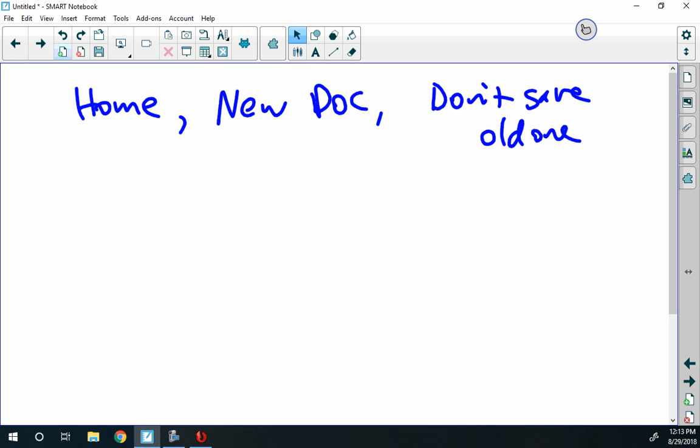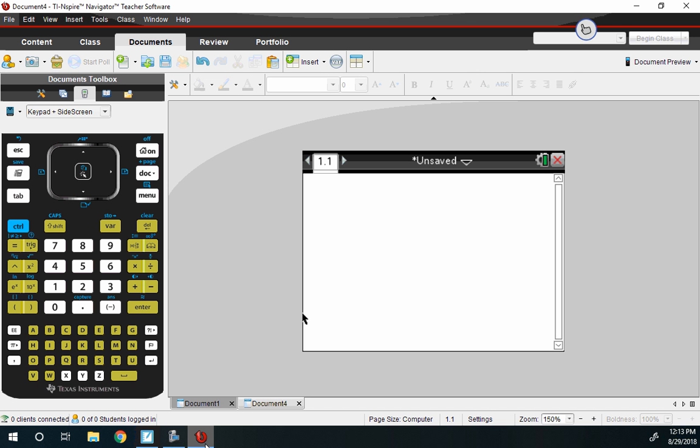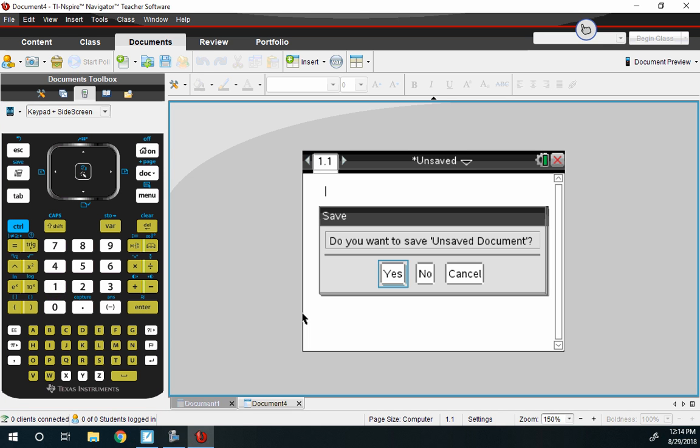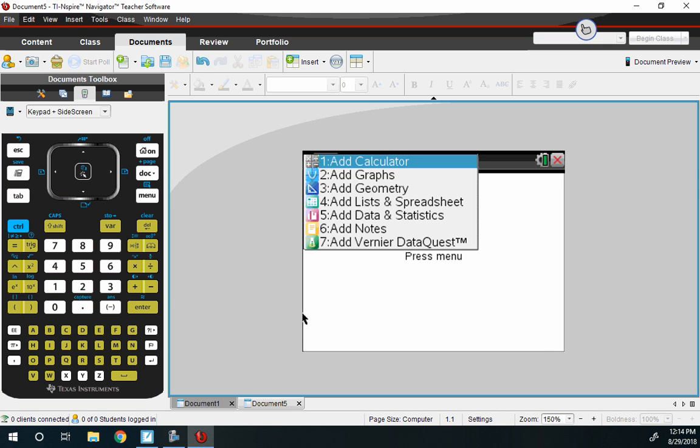Now, if you're not sure what I'm talking about on this TI-Nspire, you'll notice there's 6 buttons at the top. You see these 3 on this side and these 3 on this side? This one up here, the home button, is also the on button. We're going home, new document. What button could I press to access new document? I could press number 1. Do I want to save the unsaved document? No, I don't.